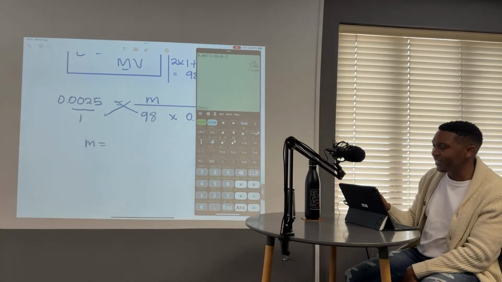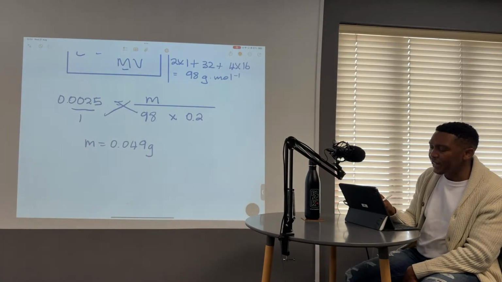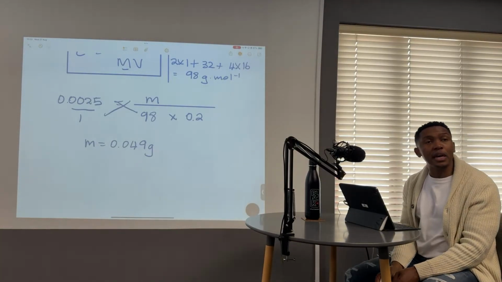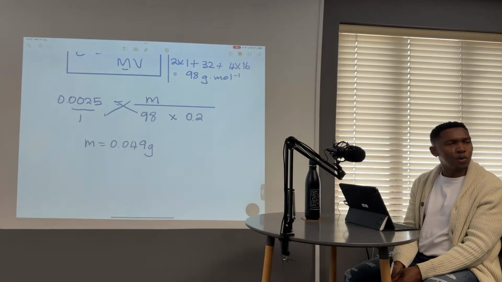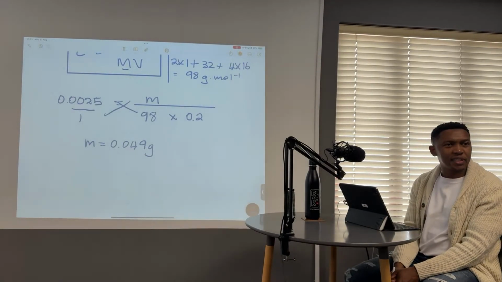Okay, so I get 0.049 grams. Okay, right. So this is the amount of sodium, no, not sodium, sulfuric acid that I would have added. All right.